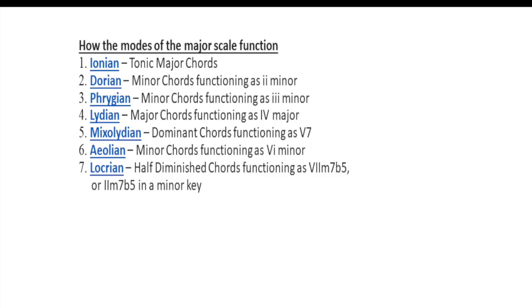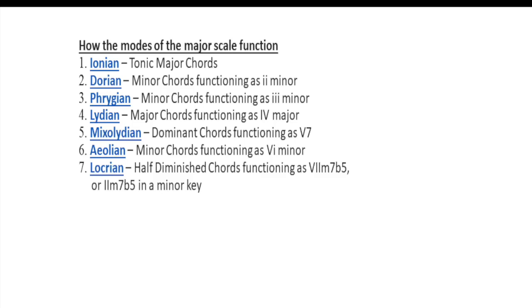The fifth scale step is good with dominant chords functioning as a 5/7. The Aeolian mode, which is the sixth scale step, is used for minor chords functioning as 6 minor. The seventh scale step, Locrian, works good with half-diminished chords functioning as a 7 minor 7 flat 5 or as a 2 minor 7 flat 5 in a minor key.